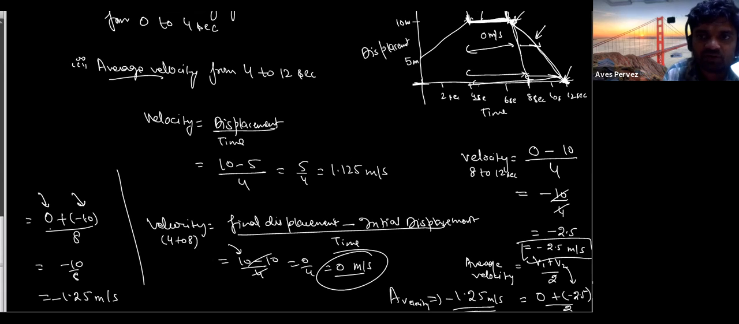And this is the total time. Total time is 4 seconds from here to here, and another 4 seconds from here to here. You will get 8. When you divide minus 10 by 8, you will again get minus 1.25. So both of them are going to have the same answer.